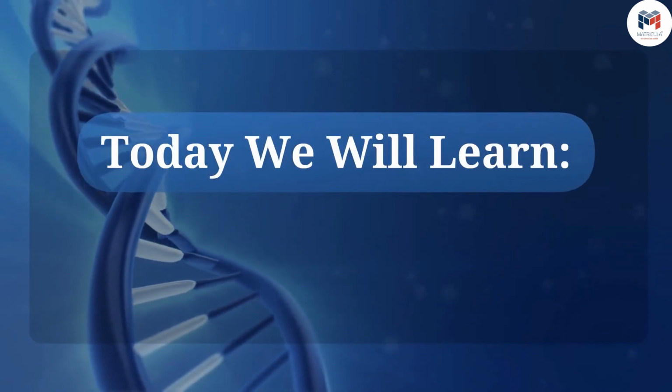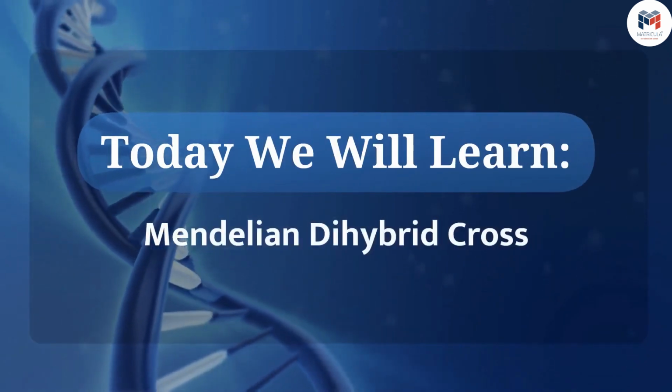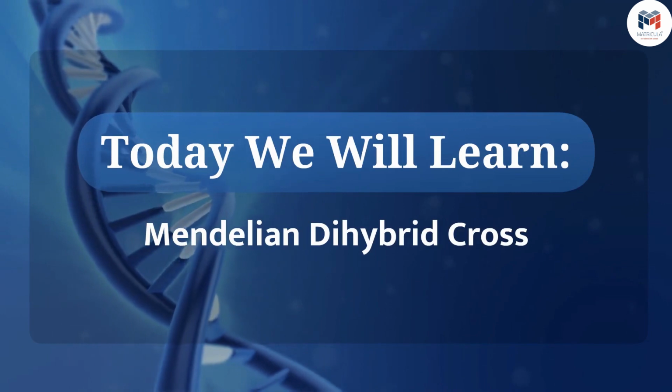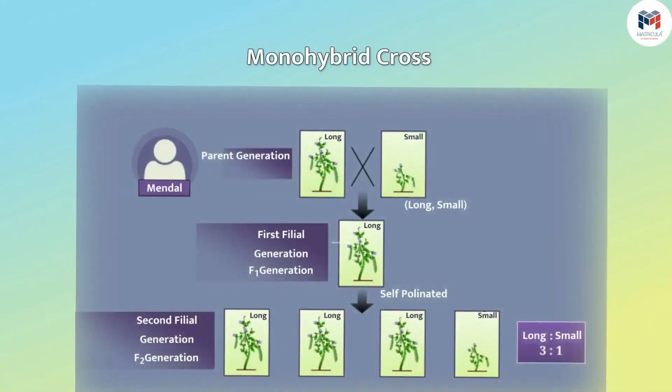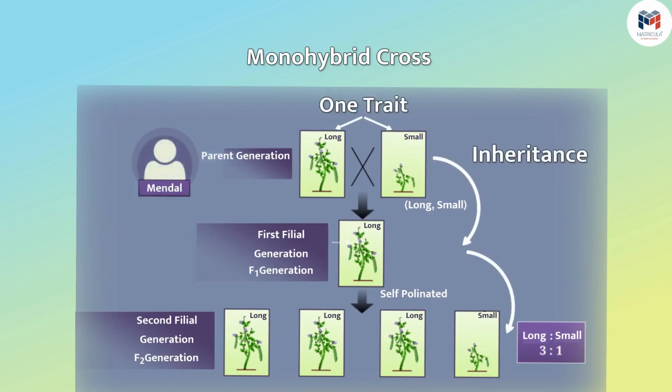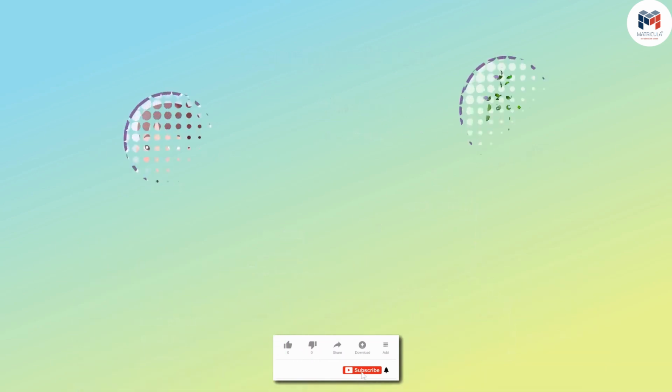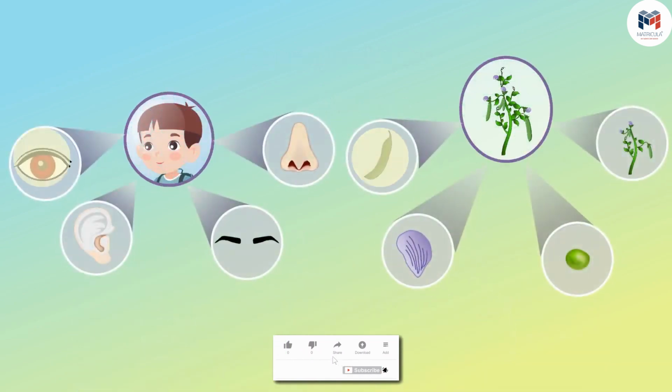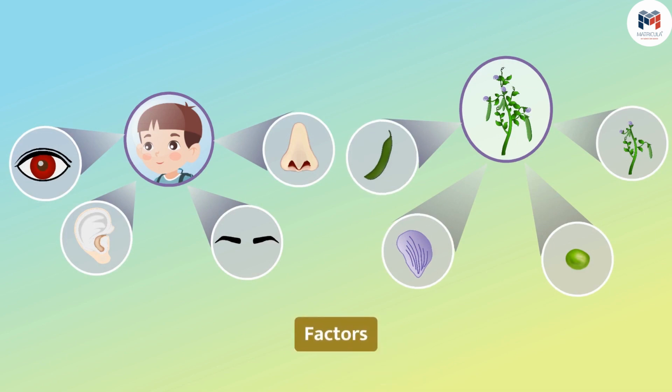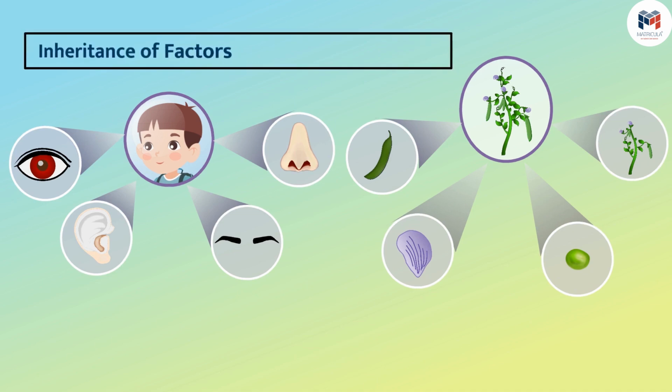Today we will learn about Mendelian Dihybrid Cross. In monohybrid cross, Mendel studied the inheritance of only one trait at a time. But in an organism, many different characters are present. The factors that control them are also different. So, the inheritance of these factors will affect each other.